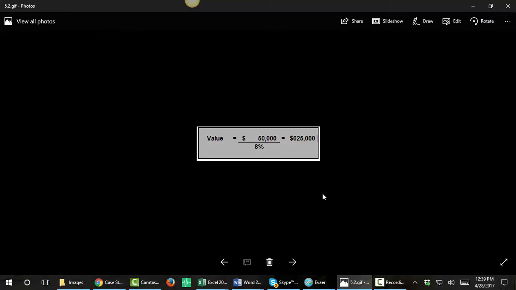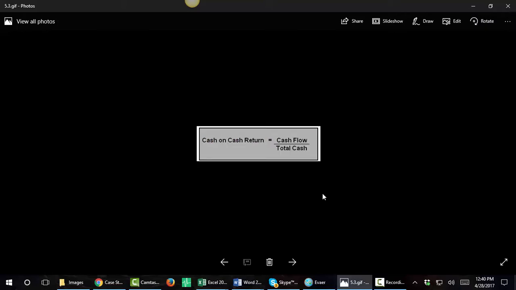However, it is an important metric. And normally, you'd like to look for cap rates above 8%. If you can find a market where things are trading at or above an 8% cap rate, then all you need is a little bit of upside, a little bit of value add, and the numbers can start to work. Now, the next key metric is the cash on cash return.